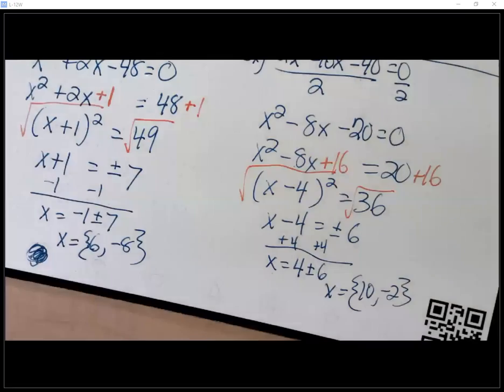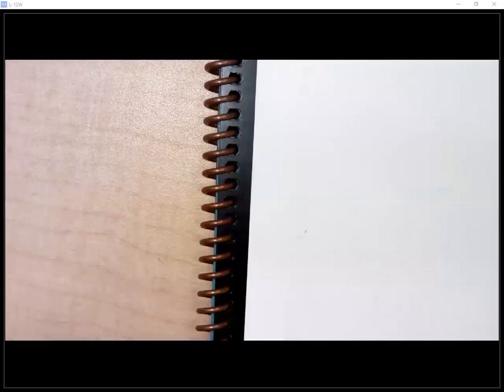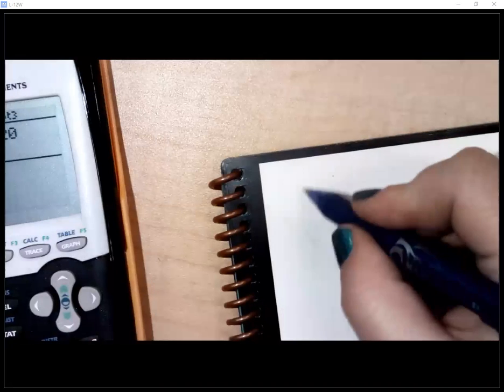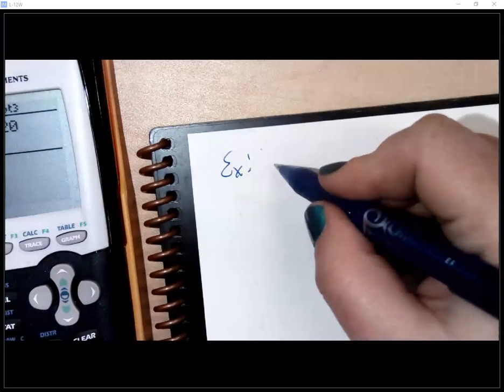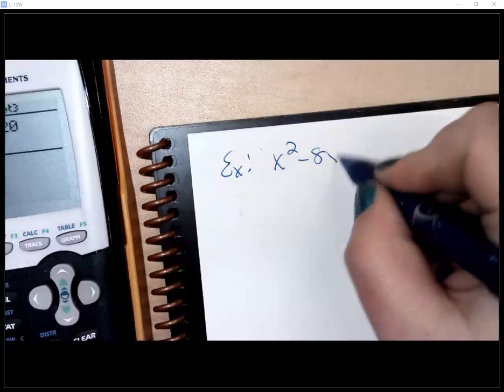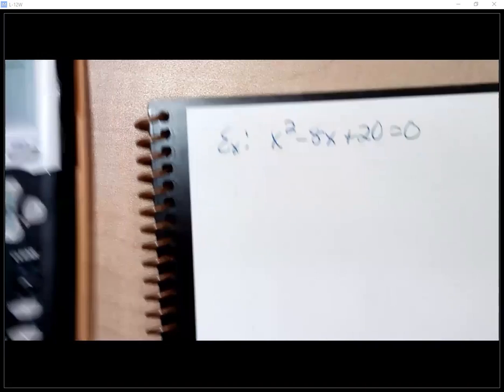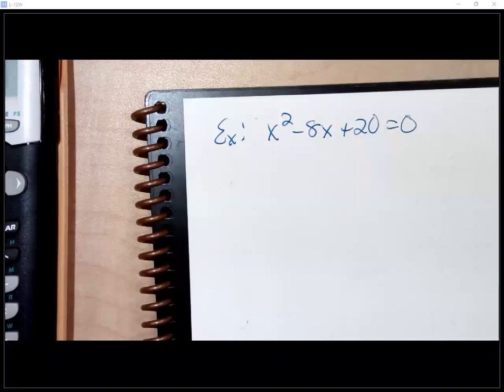Oh, sorry, did you answer? Okay, level medium, here we go. I already came up with one. Where is it? Here it is. All right, we're gonna do x squared minus 8x plus 20 equals 0. Okay, try that. Give you a minute or two.